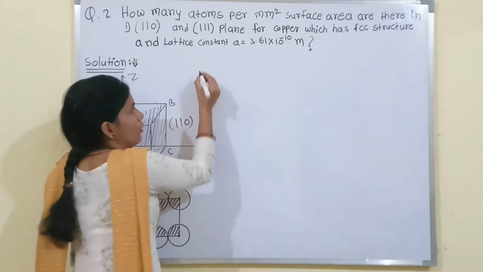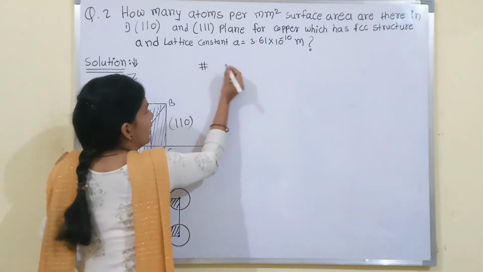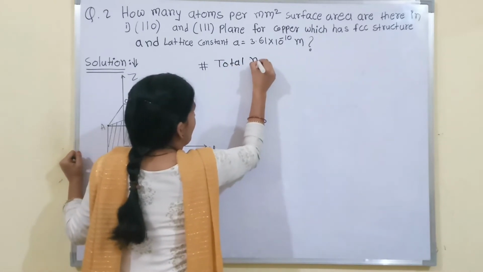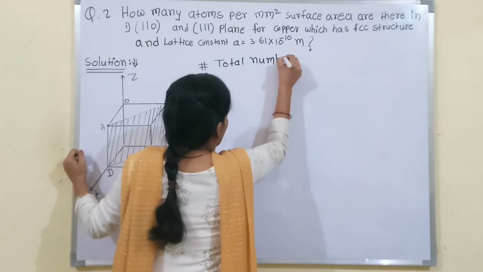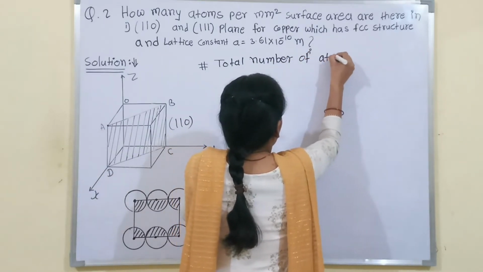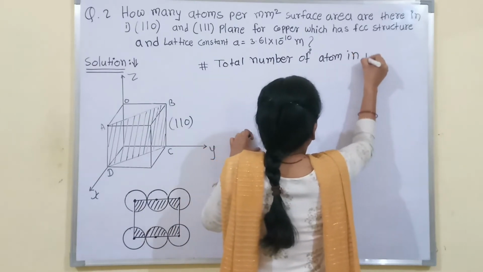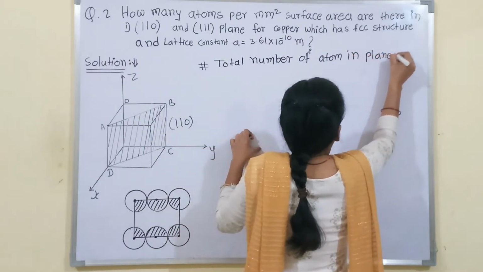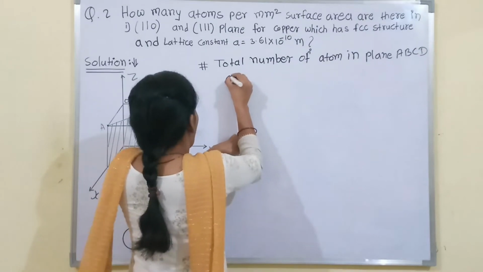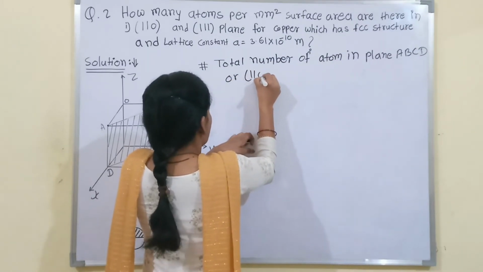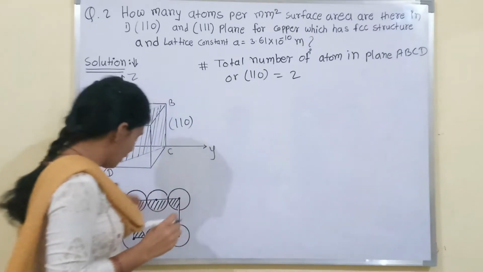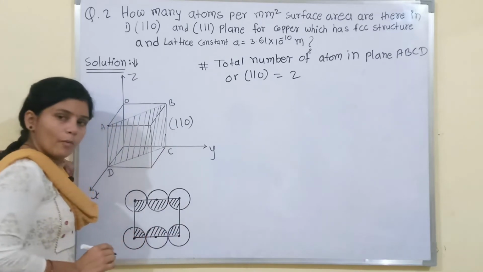So we can simply write here first, total number of atoms in plane ABCD or 110, okay, is equal to 2, because relating to the corners there is 1 atom.